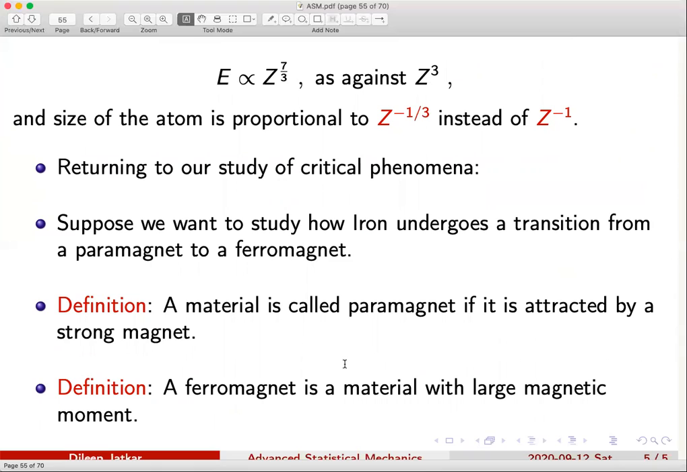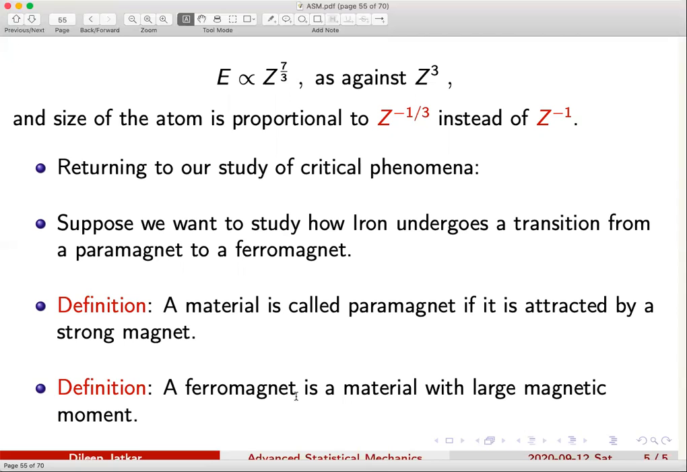Now, this is something we know in ordinary life. If you have a magnet and bring it close to iron, the iron will get attracted and stick to the magnet. So that is one property, which is called paramagnet. The other word we have used is ferromagnet, and a ferromagnet is a material which has a large magnetic moment. For example, the magnet itself is a ferromagnetic object because it has a large magnetic moment, and it can attract objects which have paramagnetic behavior.